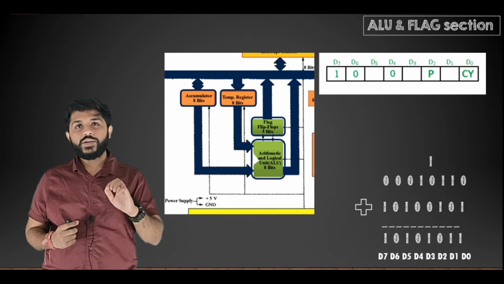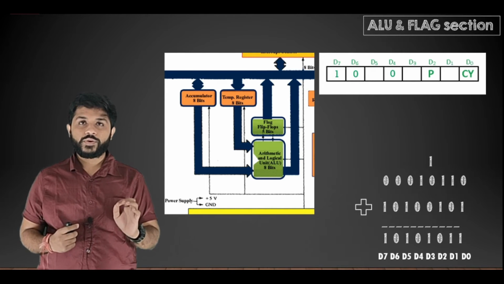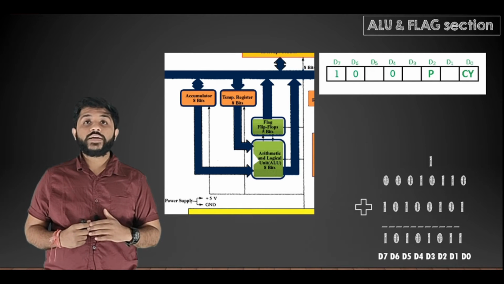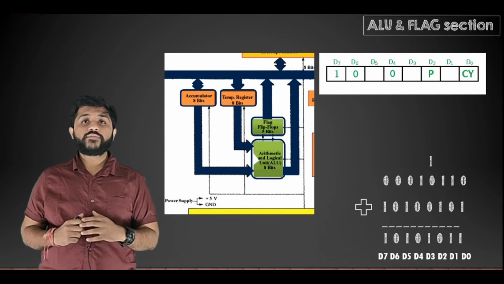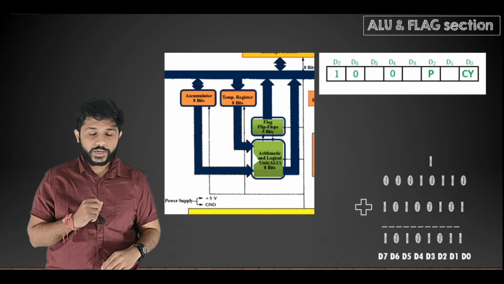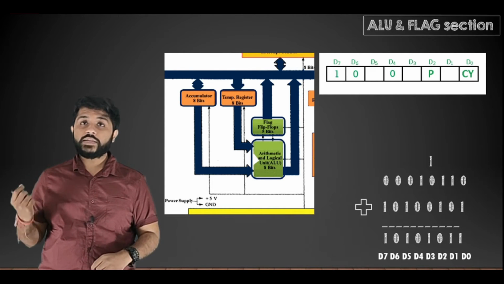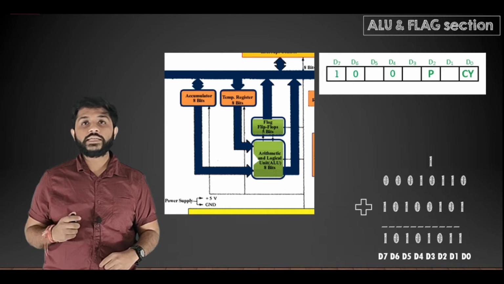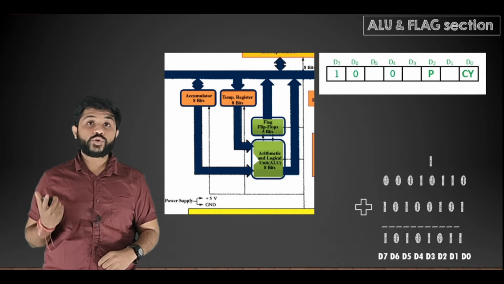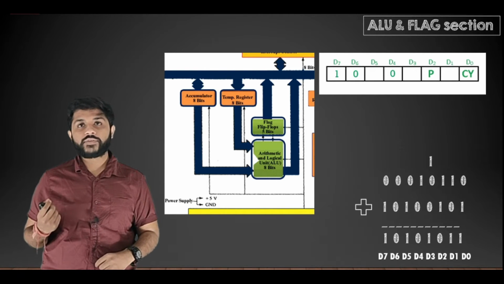Except that, the value of the auxiliary flag is 0. After that, the next flag is the parity flag. Now when will the parity flag be set? After performing any arithmetic and logical operation, if the total number of ones in the answer is even, in that case the parity flag will be set. What if the total number of ones is odd? In that case the parity flag will be reset.